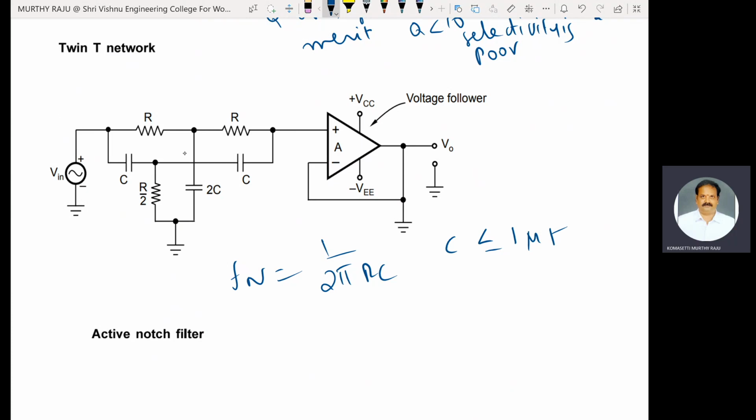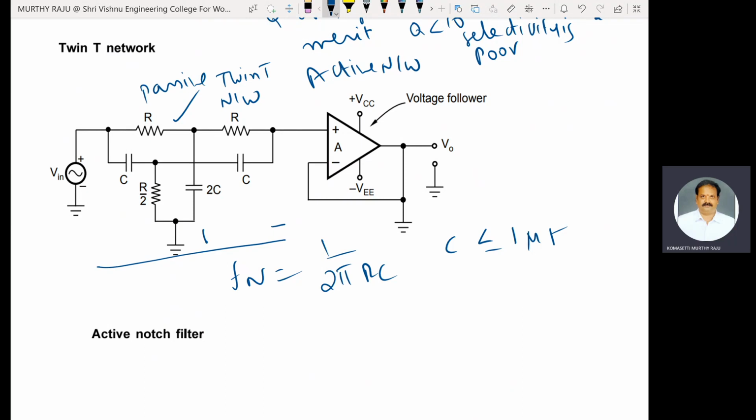The active notch filter is a combination of the passive twin-T network, this entire one, plus a voltage follower. That is the active network. The combination of these two circuits is used to eliminate the unwanted frequency.